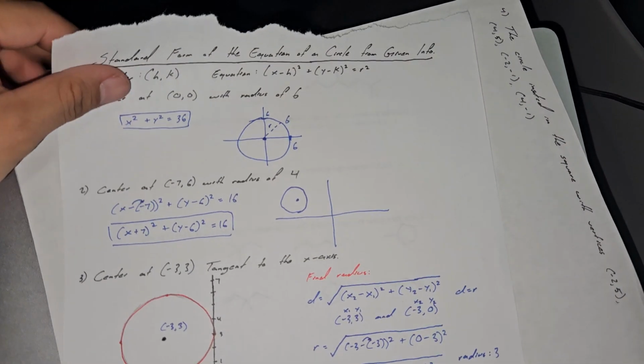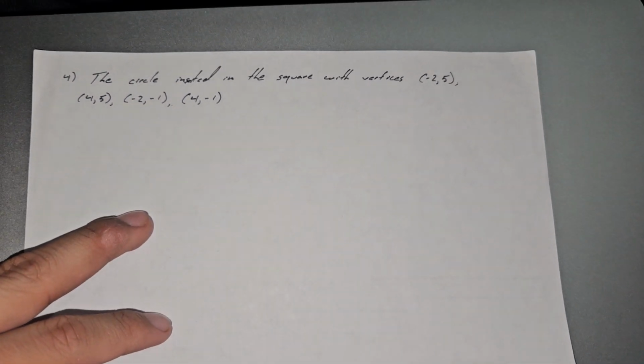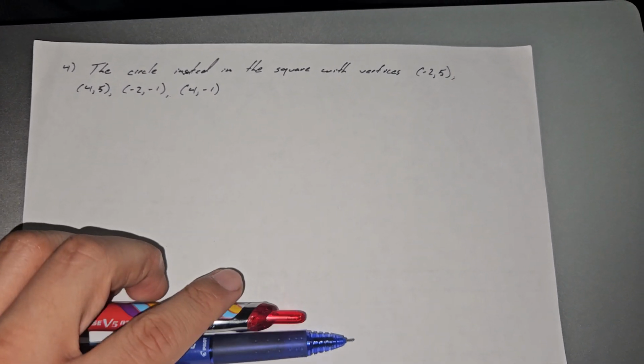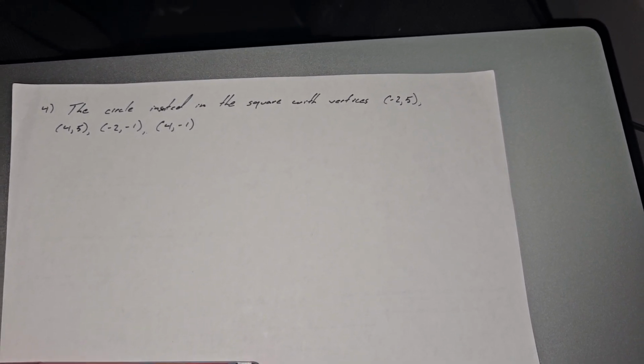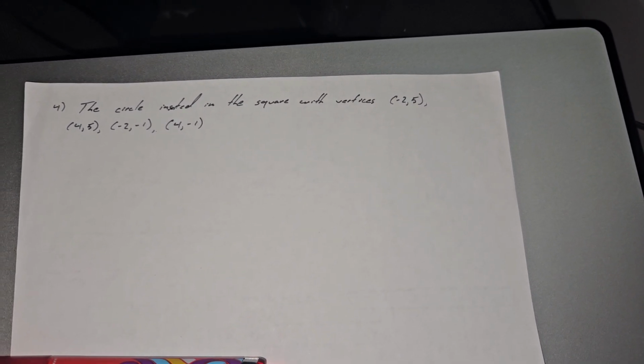So let's go ahead and do number 4 now. Let's throw that aside. What is number 4 asking? The circle inscribed in the square with vertices (-2, -2), (5, 4), (5, -2), (-1, 4), (-1).